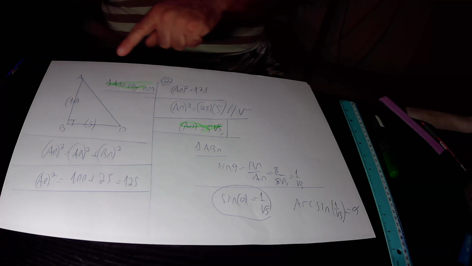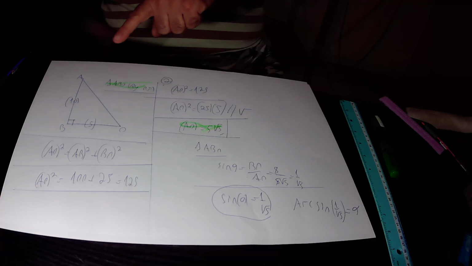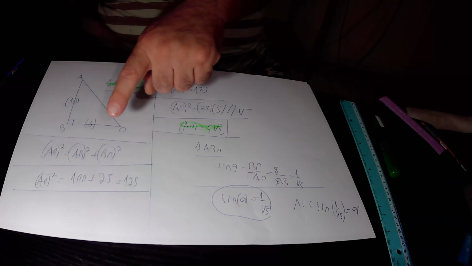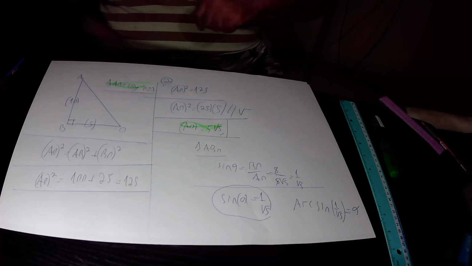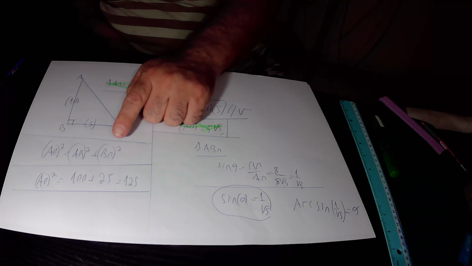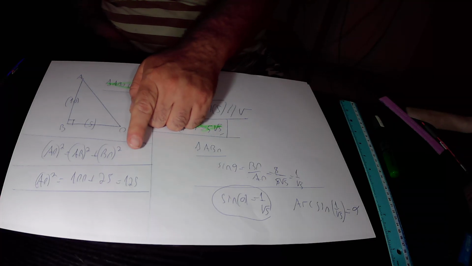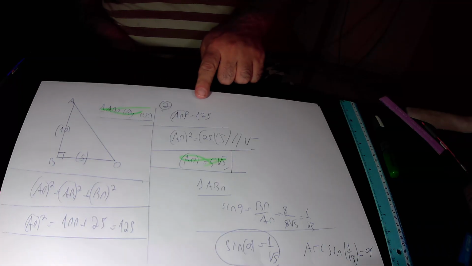AO is the missing side, so we leave it as it is. So AO squared equals AB squared. AB is 10, therefore AB squared is 10 squared, that is 100, plus BO squared. BO is 5, therefore BO squared is 5 squared, that is 25. So in total, AO squared equals 100 plus 25, that is 125. So AO squared equals 125.